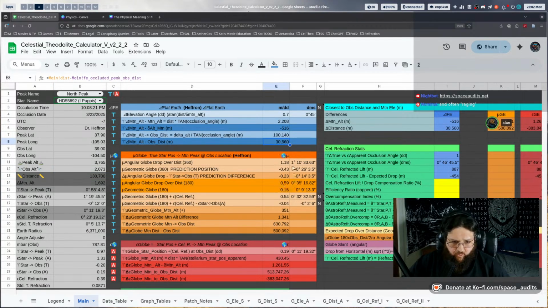The globe predicts 35 arc minutes for true elevation, derived an elevation of, what did they derive for? 350. So they're off by 1,341 meters, and then for distance they're off by 6,000.